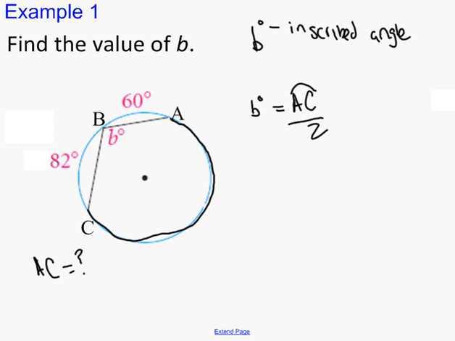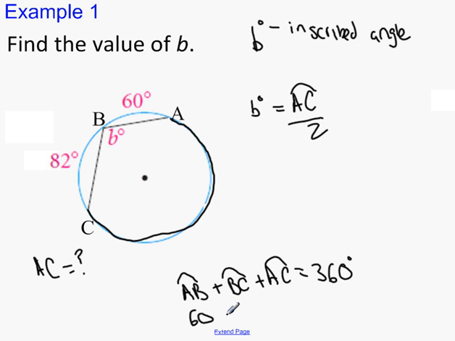Well, let's write down what we know. We know arc AB plus arc BC plus arc AC. We know that all those three arcs must add up to 360 degrees. So arc AB is 60, arc BC is 82. What must be the measurement of arc AC if all these three arcs add up to 360?